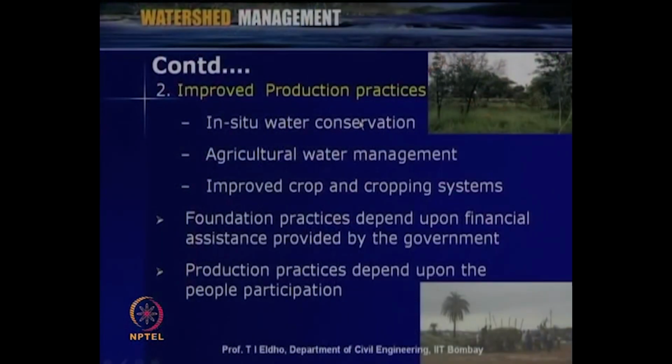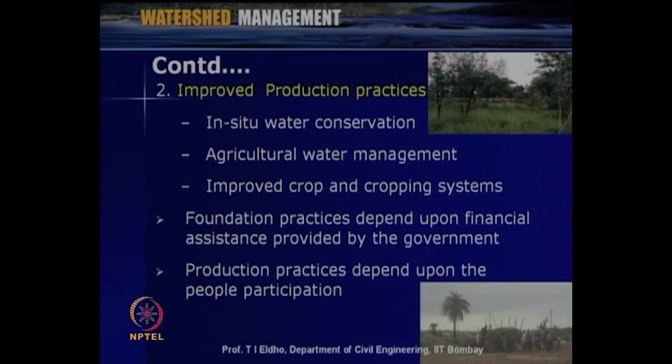Then the next one is the improved production practices. If we have better foundation practices, then based upon this we will be looking for improved production practices. Some of the aspects as far as production practices are concerned are in situ water conservation, agricultural water management, and improved crop and cropping systems. So these are some of the improved production practices which we can look into when we prepare the watershed management plans.